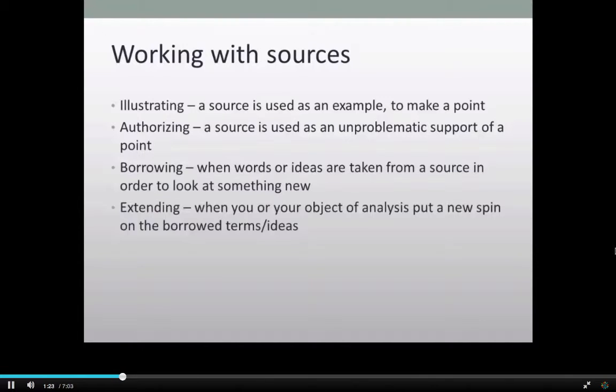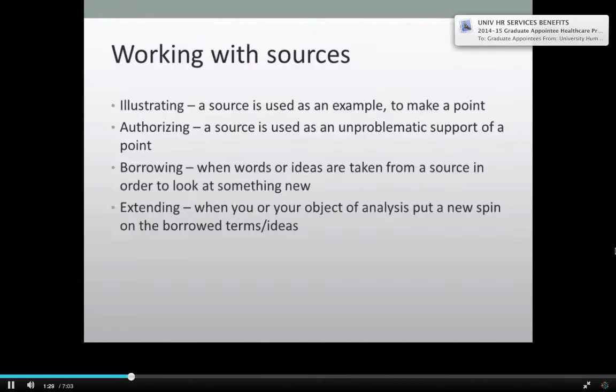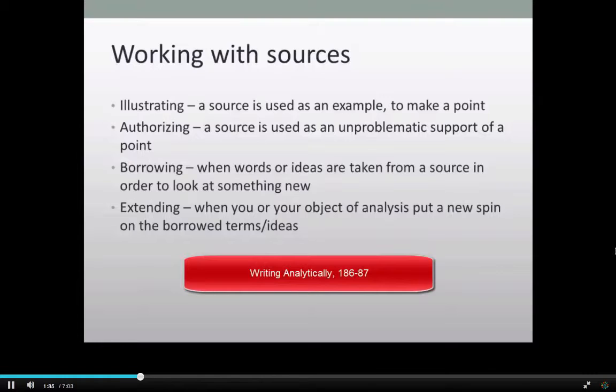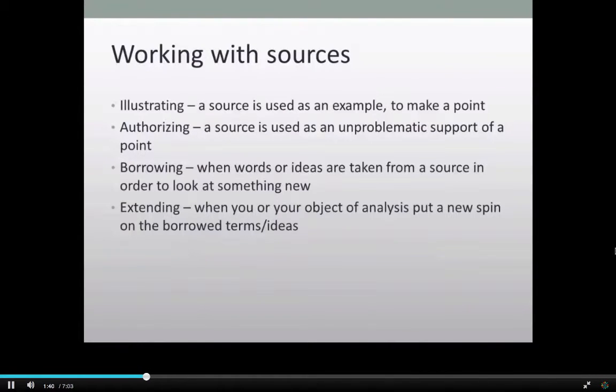And we also might extend sources, and that's when our object of analysis puts a new spin on the borrowed terms and ideas from a different source. This is all covered in more detail in Writing Analytically, pages 186 and 187. The first two modes are very important ways of using sources, as they constitute the basic building blocks of citation and evidence gathering we learned in Unit 1.